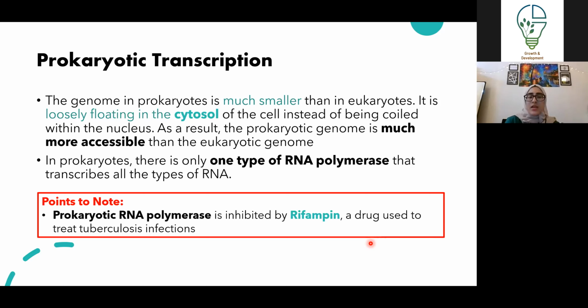A bacteria. So when you give a person with a tuberculosis infection rifampin, rifampin will then inhibit the RNA polymerase within the bacteria. It's going to stop the bacteria from reproducing or from performing its cellular function. And that is how you kill the bacteria off and you treat the infection.